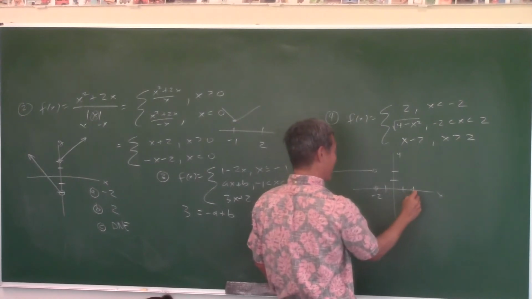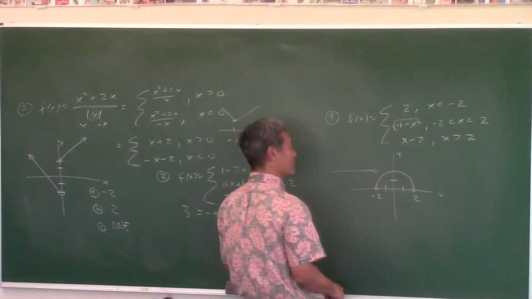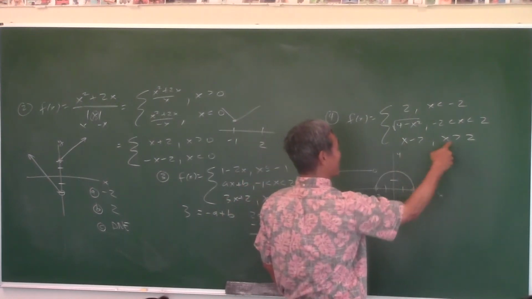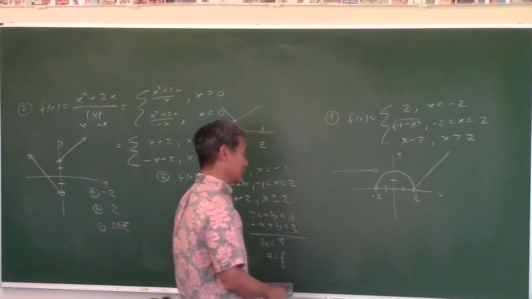It's a semicircle of radius 2. And then this is a line. If I plug in 2 into this, you get 0, and the slope is 1, so it looks like that. That's what this graph looks like.